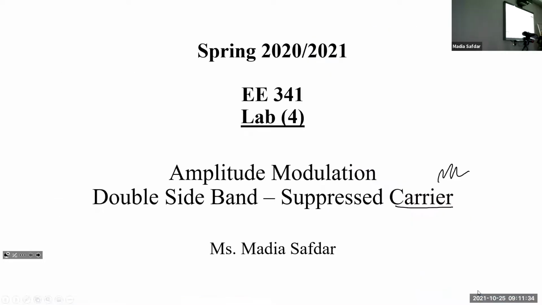Today we are studying double sideband suppressed carrier. It means that there will be amplitude modulation, and then at the receiving end there will be suppressed carrier. The carrier will be lost. Okay, and we will have two sidebands where we have all the information. All the information will be in the sidebands.